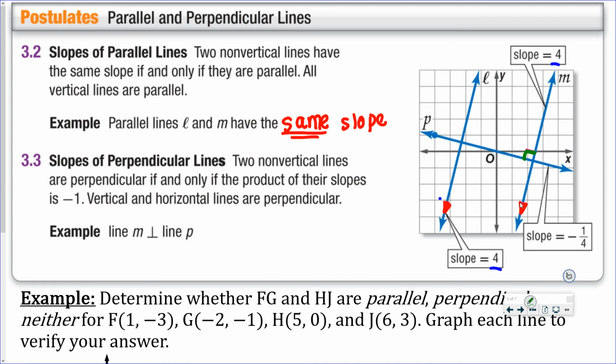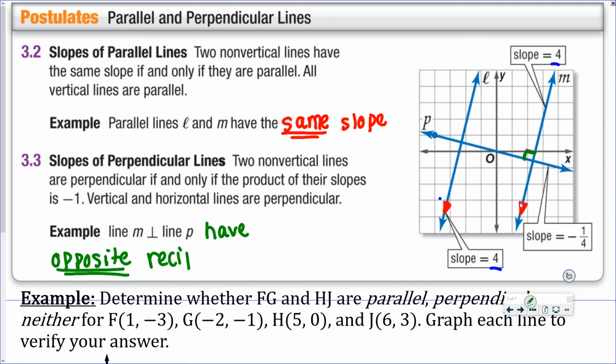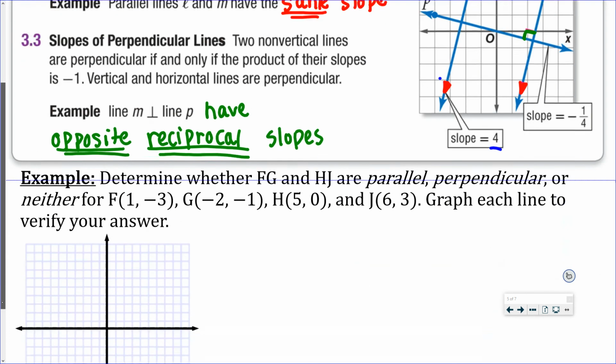Okay, opposites. Yep, that's one. So in the other direction, meaning one's positive, one's negative. Yep, opposite. There's something else. Because if they were just opposites, this slope would be 4 and this slope would be negative 4. Reciprocal. Yep, reciprocal. Nice. Opposite. Reciprocal in math, folks, means you flip the numerator and denominator. So 4 over 1 becomes 1 over 4. Okay. Perpendicular lines have opposite reciprocal slopes.